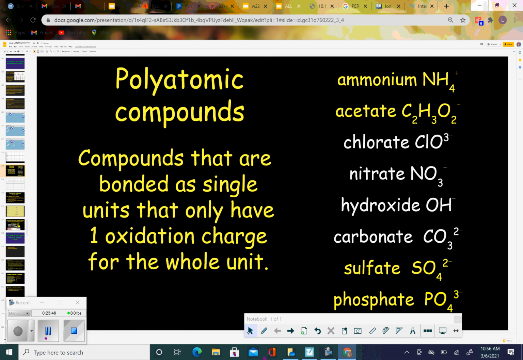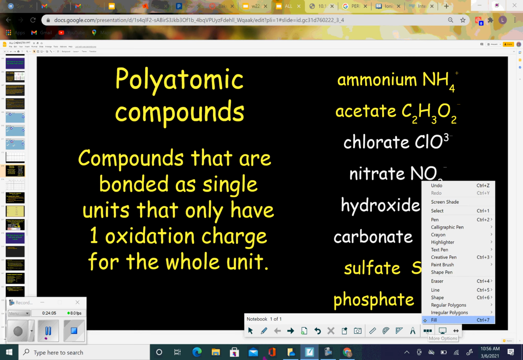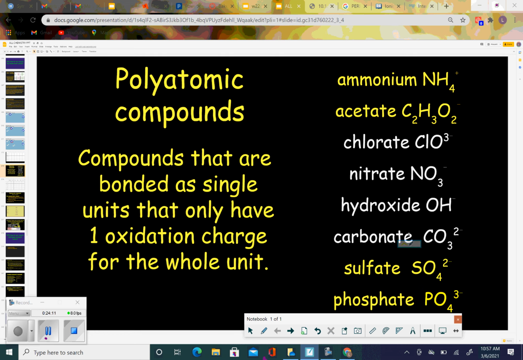Now, we're going to talk about polyatomics. Polyatomics are compounds that are bonded as single units that only have one oxidation charge for the whole unit. Your polyatomics are on the back of your periodic table. Okay? And these are basically the same ones that you have. I think it's actually exactly the same one that you have.